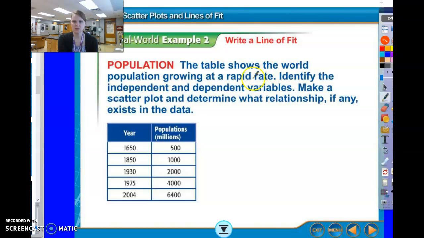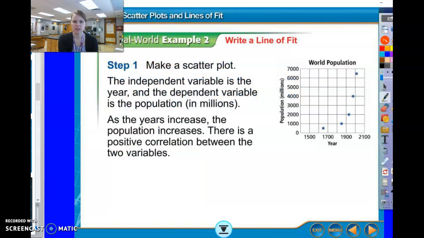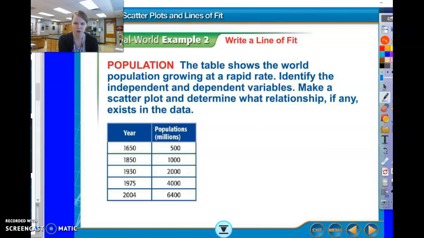So this is saying the table shows the world population growing at a pretty rapid rate. Identify the independent and dependent variables, make a scatter plot, and determine what relationship exists, if any. So first thing was identify the variables. This says independent variable is the year, dependent is the population. That makes sense. As the years increase, the population increases. There's a positive correlation because the question was asking us, make a scatter plot and determine what relationship, if any, exists.